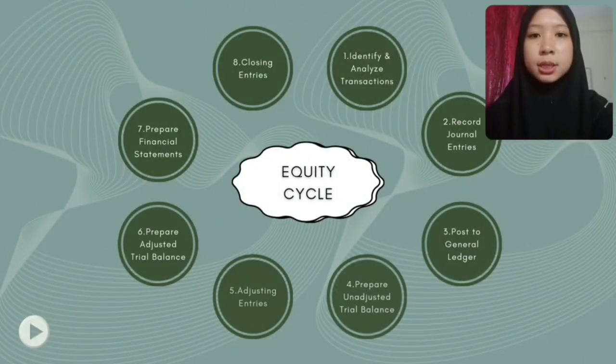Today I will be presenting about the equity cycle. Firstly, identify and analyze the transaction. Second, record the journal entries. Third, post to the general ledger. Fourth, prepare an unadjusted trial balance. Fifth, adjusting entries. Sixth, prepare an adjusted trial balance. Seventh, prepare financial statements. And last but not least, closing entries.